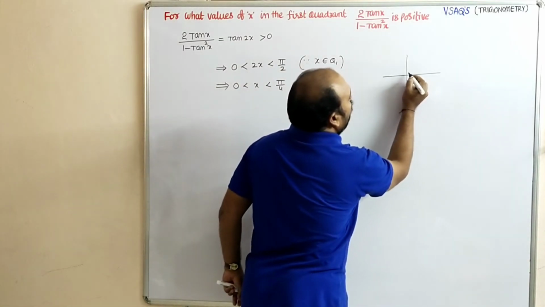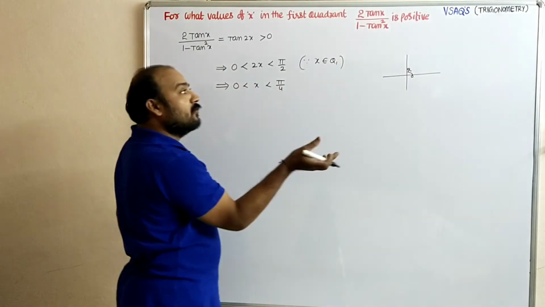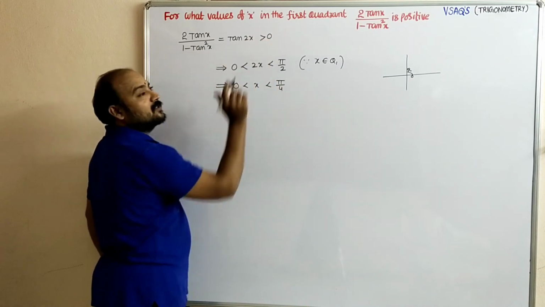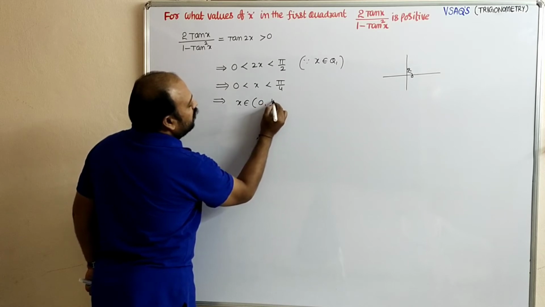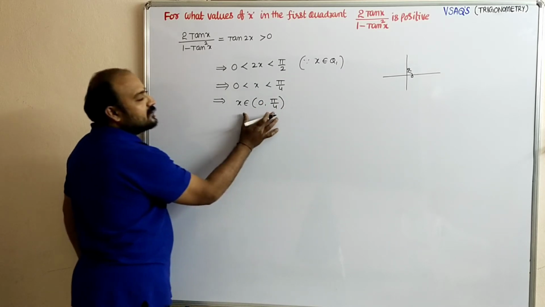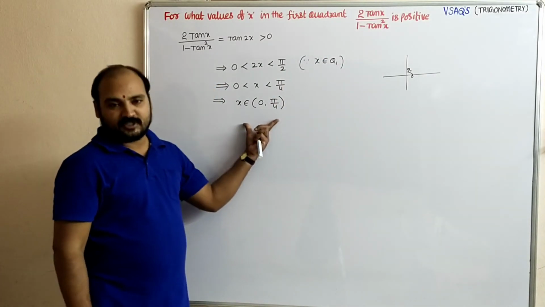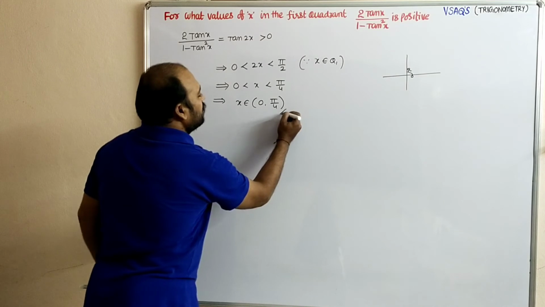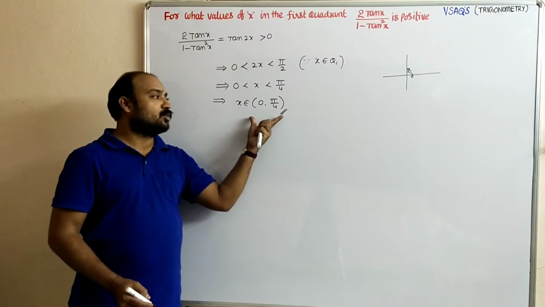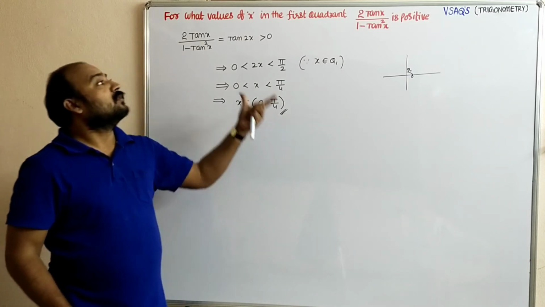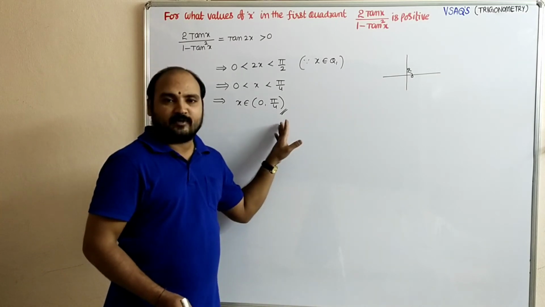So from 0 to pi by 2 is the first quadrant. In this first quadrant, in what interval is it greater than 0, that is what they are asking. So that implies x belongs to the open interval 0 comma pi by 4. In this interval, 2 tan x by 1 minus tan square x is positive. That's the answer: for x belonging to the open interval 0 comma pi by 4, 2 tan x by 1 minus tan square x is positive. This is the required answer.